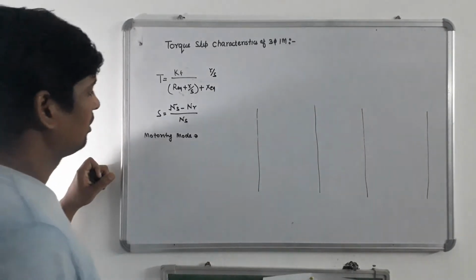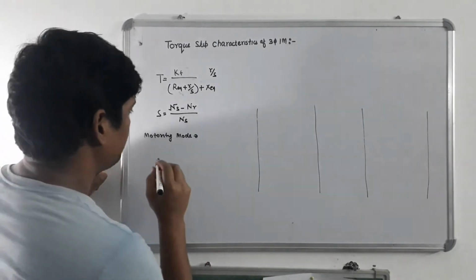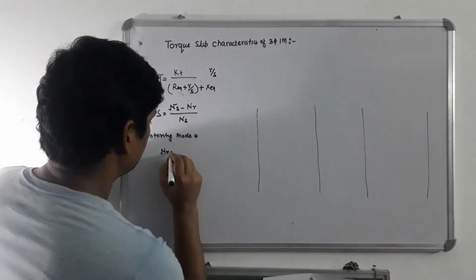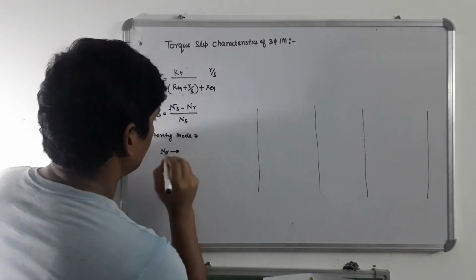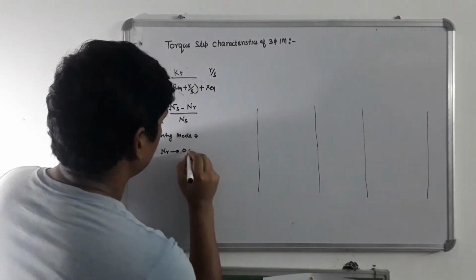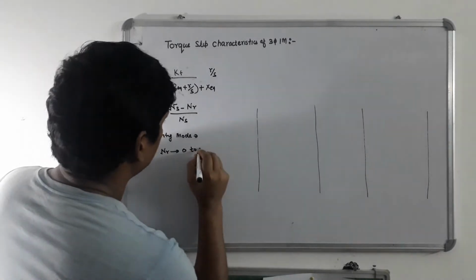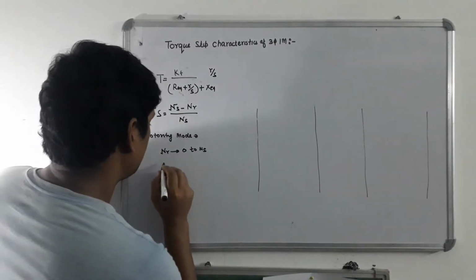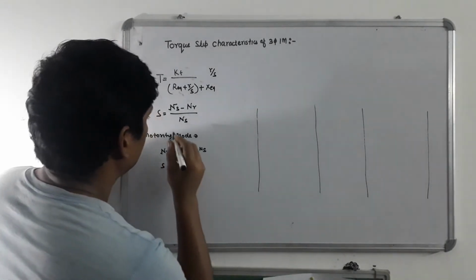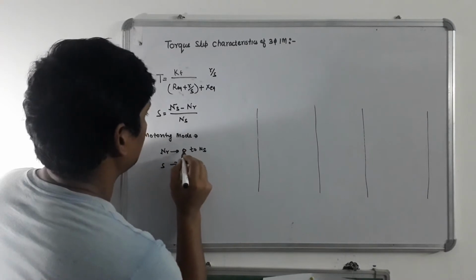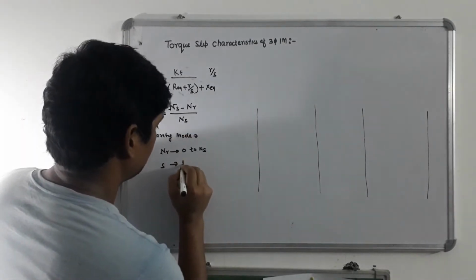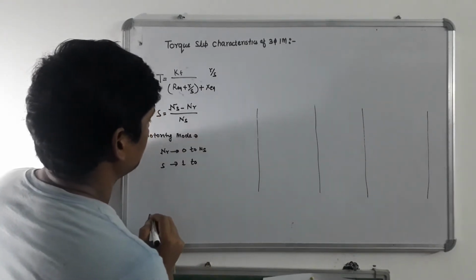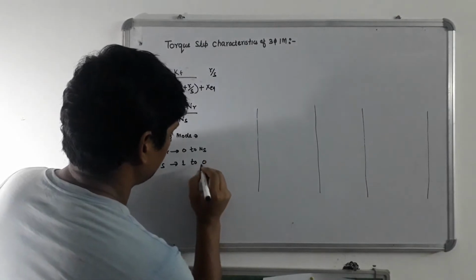In the motoring mode, the rotor speed Nr changes from 0 to Ns, and hence slip will change. If we put Nr equal to 0, then slip will be 1. If Nr becomes Ns, then slip will be 0.